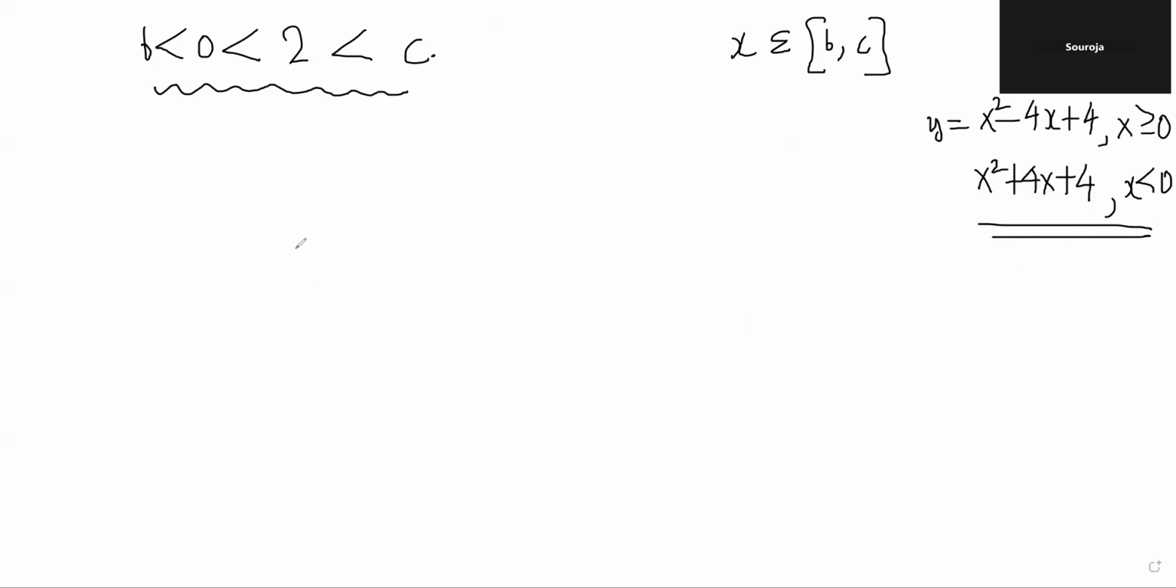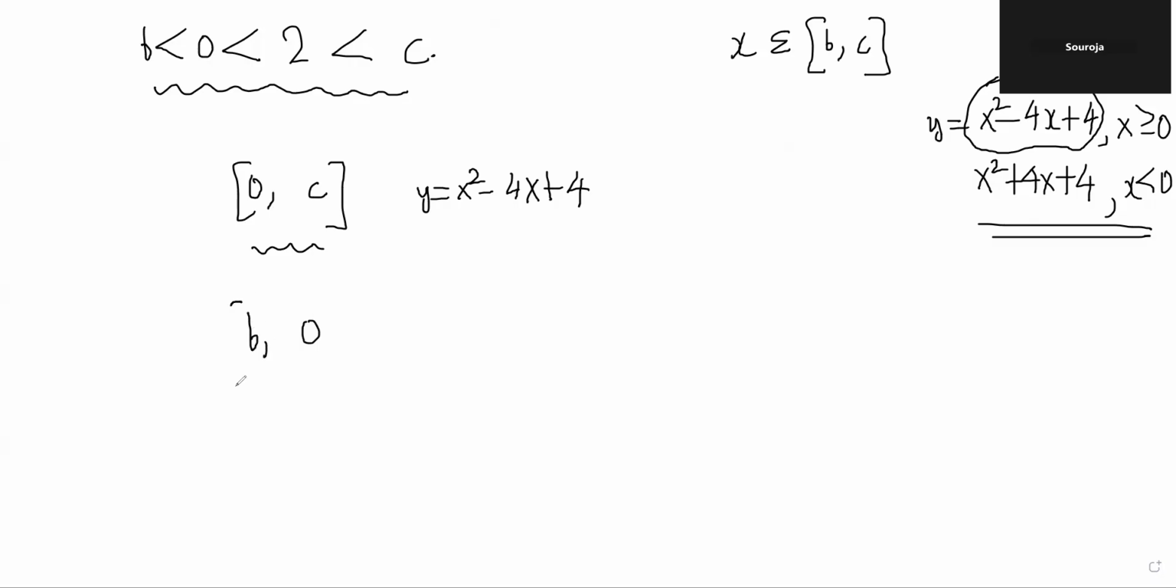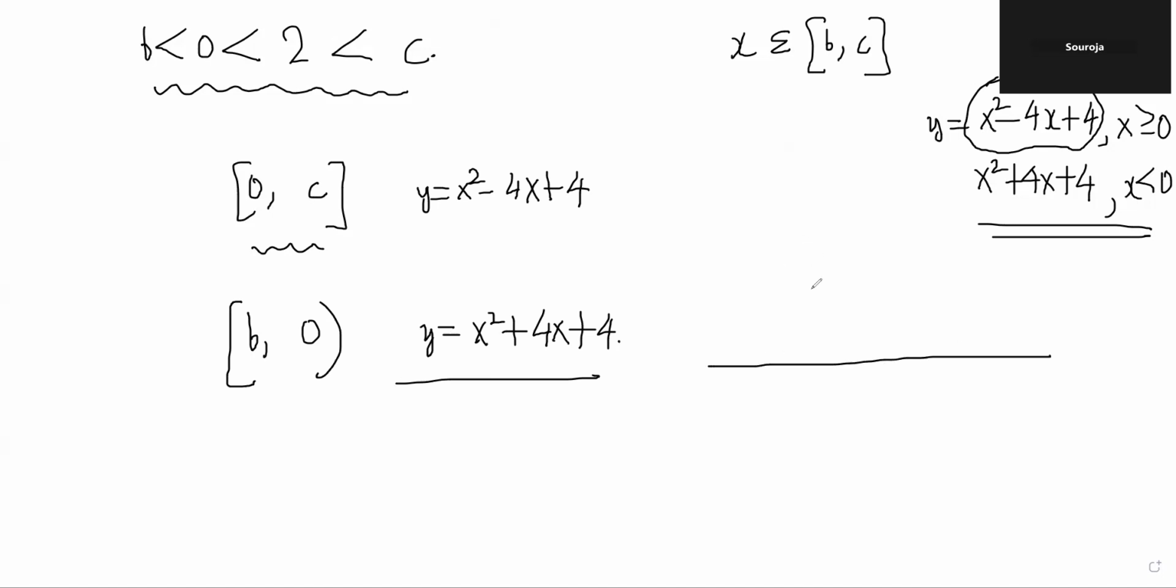So here you will analyze the graph. You split the portion into two parts. One is where x belongs to 0 to c. That has a separate graph, the graph of this one. And one is when x belongs to b to 0, and in that case, the graph is x squared plus 4x plus 4. So the graph has to be drawn carefully here.